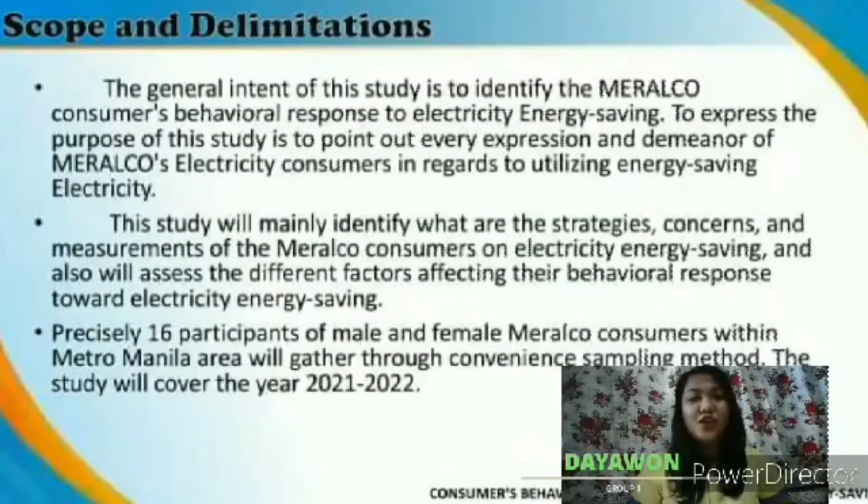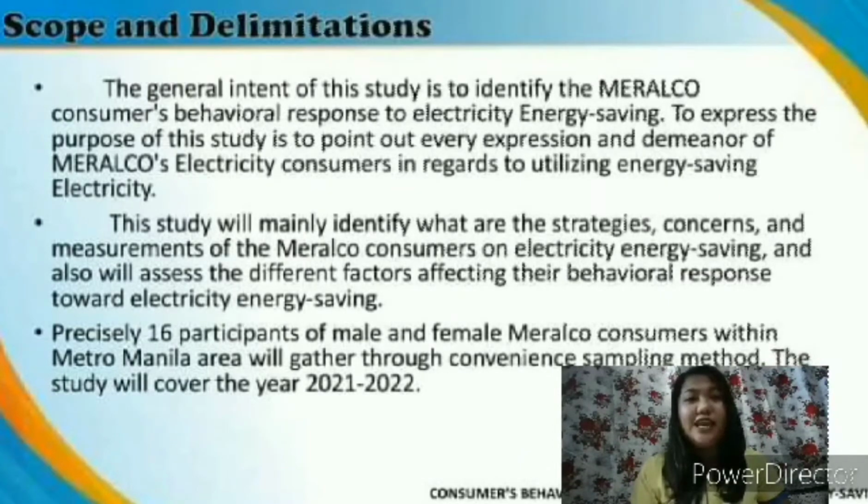Scope and delimitation. In this study, we aim to express every little reaction of Meralco's consumers and how will they act every time they are engaging in saving electricity. Their behavior is important to identify the genuine purpose of the study. Also, we are aiming to point out every strategy, concern, and measurement of the customers, so it will be easy to identify what are the factors affecting the consumers' demeanor regarding electricity saving energy.